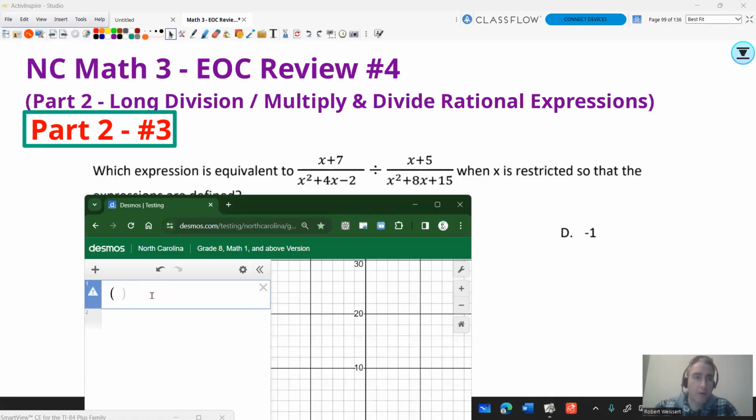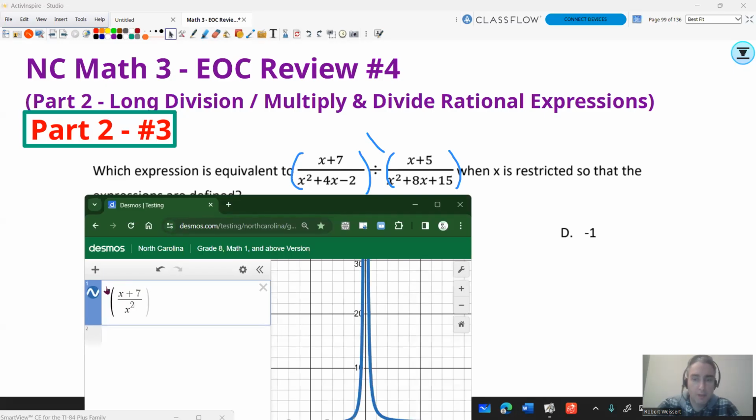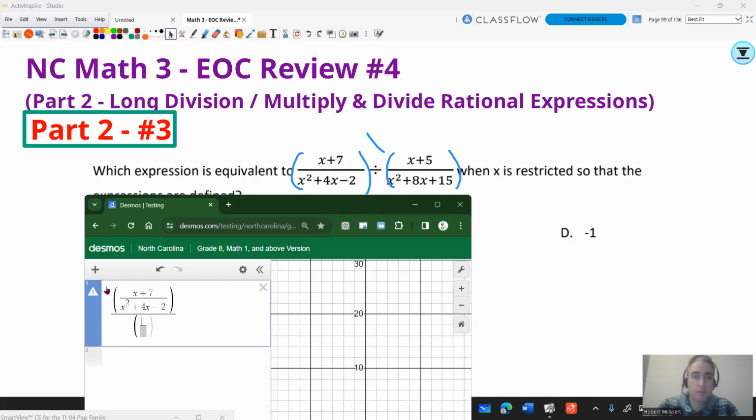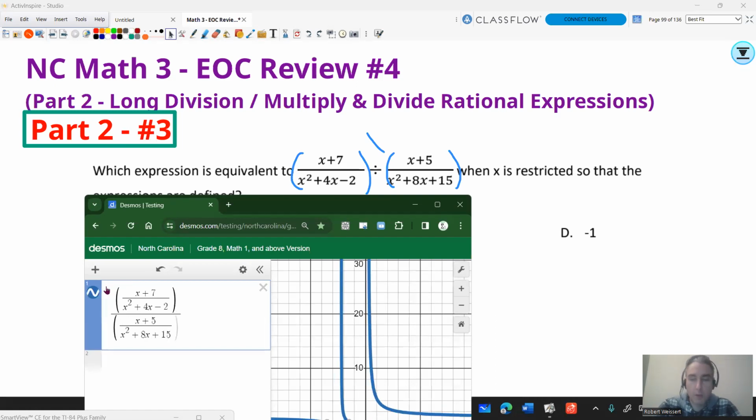I start with putting parentheses around each expression. Then this is just your slash button. When I'm keying that in, I open parentheses, hit the fraction bar, and do x + 7 over x² + 4x − 21. Then I hit the division bar, do another set of parentheses, and hit a fraction bar one more time: x + 5 over x² + 8x + 15. That's not the only way to do this, but that's the way I approach these problems.